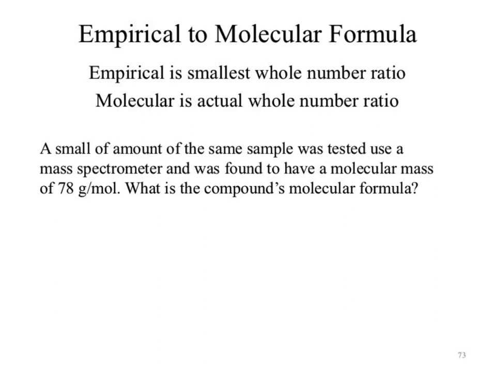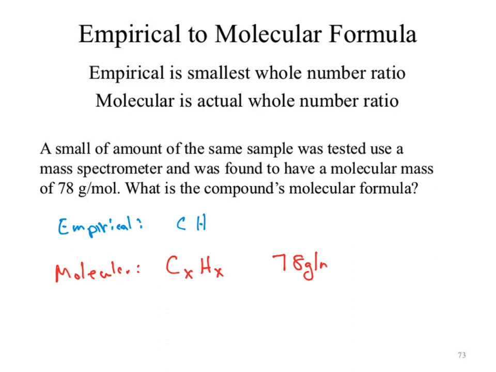So if we go through and line this up, our empirical was CH. Our molecular is CXHX. We'll deal with that X in a second. And we know its molar mass is 78 grams per mole. Why did I say CXHX? Why are they both X? Because we don't know how much of it is composed of. If I don't know how much of each of those, wouldn't this be CXHY? No, they're both one. Say that again. They're both one.